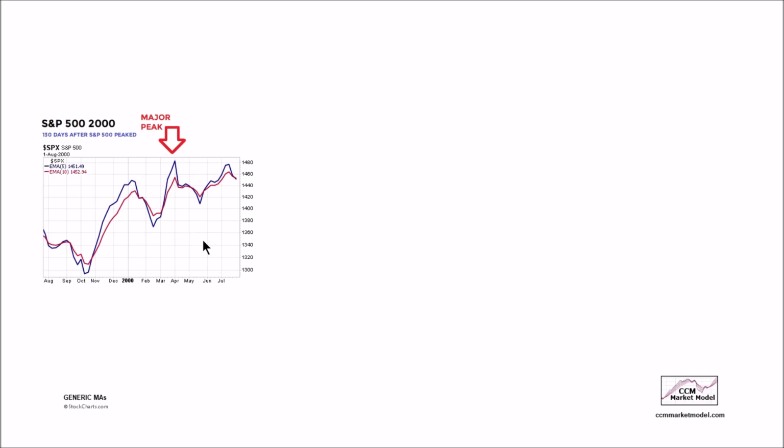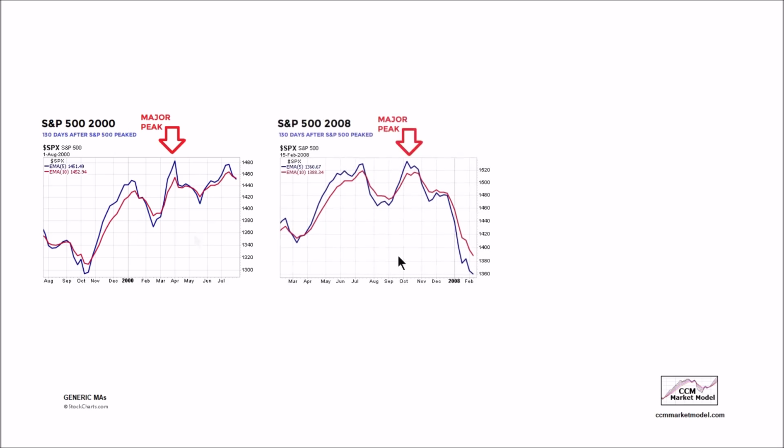This is a daily chart of the S&P 500 in early August of the year 2000, which is 130 calendar days after the market peaked in March of 2000. We are using the generic and for illustrative purposes only exponential 5-week moving average in blue and the exponential 10-week moving average in red. Similar situation here. Same moving averages, same weekly chart, same S&P 500 index, 130 days after price peaked in October of 2007.